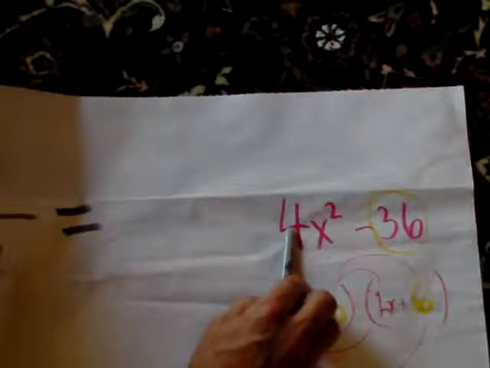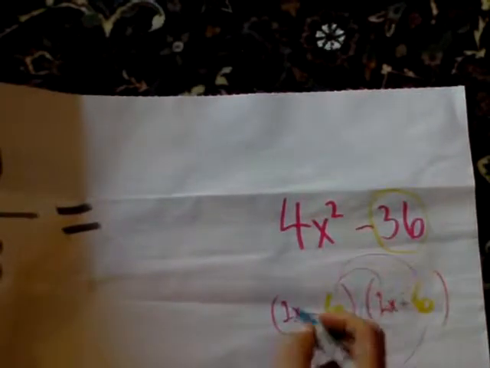And what times what is 4? We're going to do 2 and 2. And there's the 2x, because we got the x squared. So this is just doing a plus and a minus. And that would be another factoring.